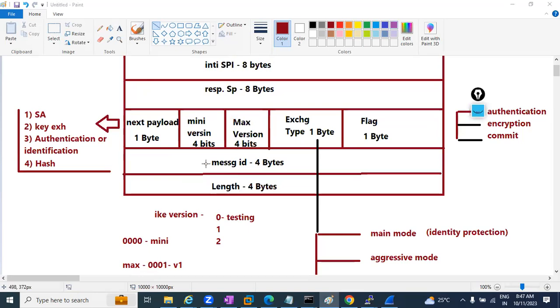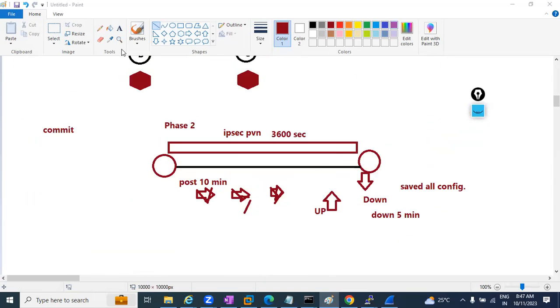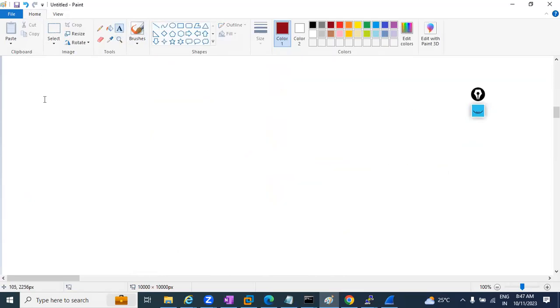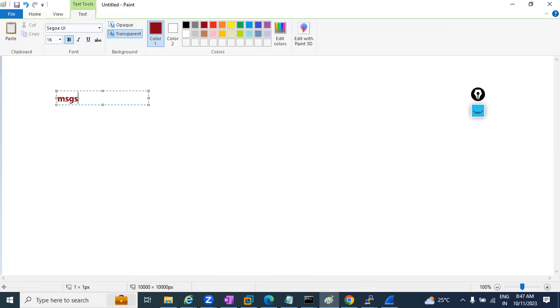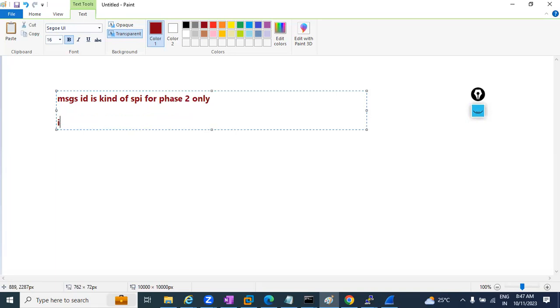Next, message ID. Message ID is, not exactly, but kind of like the SPI for phase 2. It would be activated during phase 2.